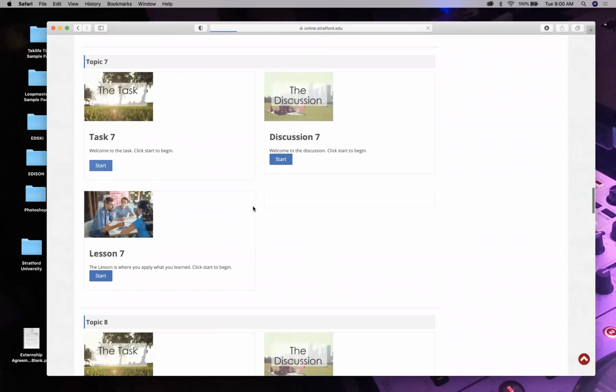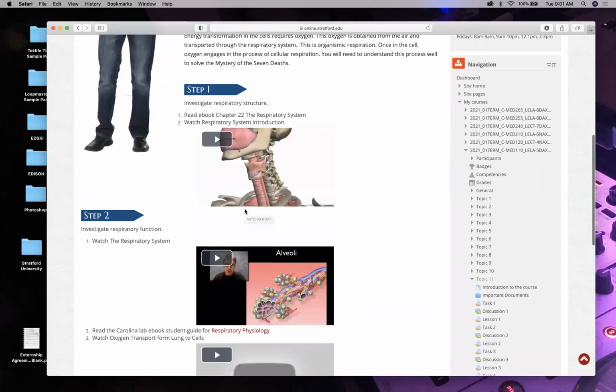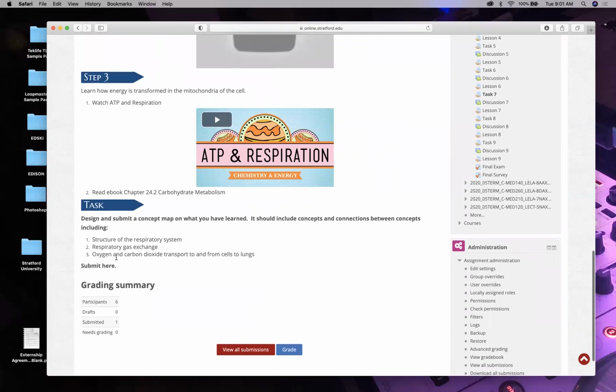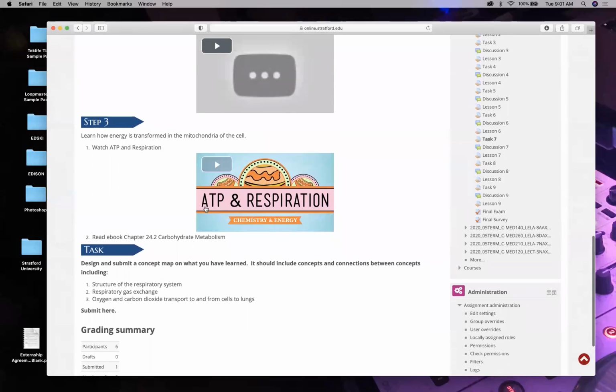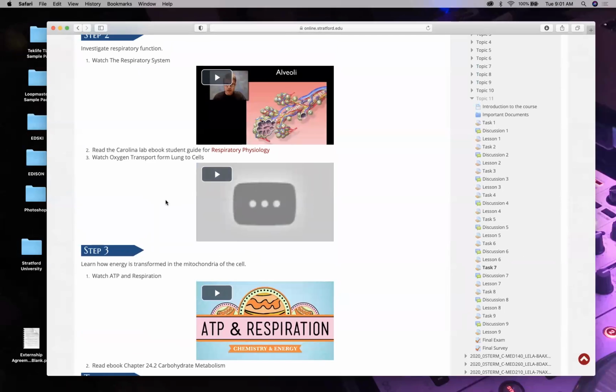And what are we doing this week? We are doing respiratory function. And if you look at your task for next week, we've been looking at the structures of the respiratory system, where and how we do respiratory gas exchange, the exchange between oxygen and carbon dioxide, and a little bit of reminder on how and where it gets transported. There's also a nice little video here on what is actually respiration. This is a dead video, so don't try to click on it when you see things like this.